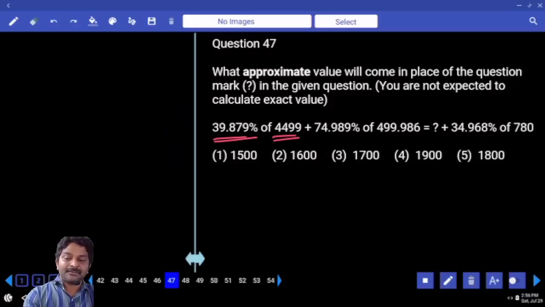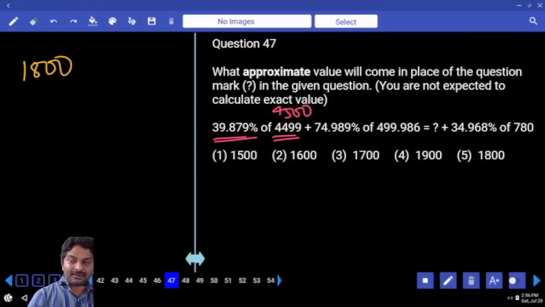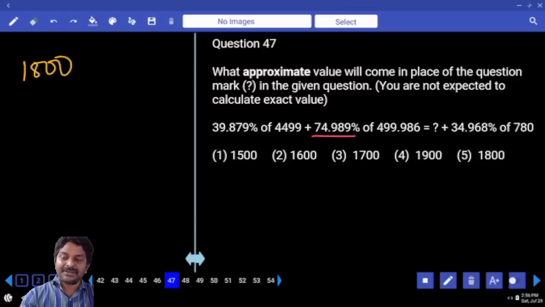40% of which number? 4000. 10% double double. 10%. Double. 1800. Okay. Next, 75% of which number? How do you get 75%? Half plus half. Half of 500. Again half. Both together.